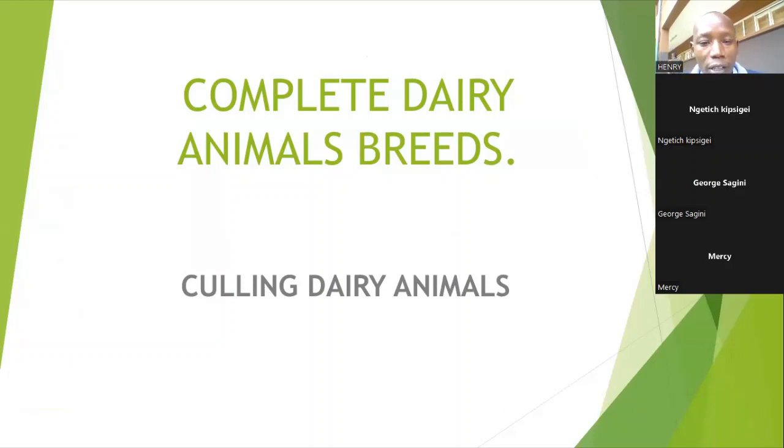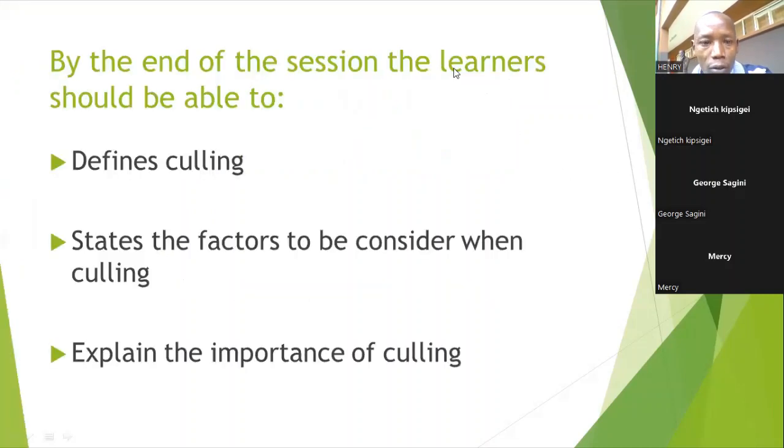This afternoon, we want now to continue with our animal production, whereby we are going to see complete dairy animal breedings. Then the subtopic we are going to see is culling in dairy animals. Concerning culling in dairy animals, our objectives by the end of the session are that the learner should be able to define culling, state the factors to be considered when culling, and explain the importance of culling.